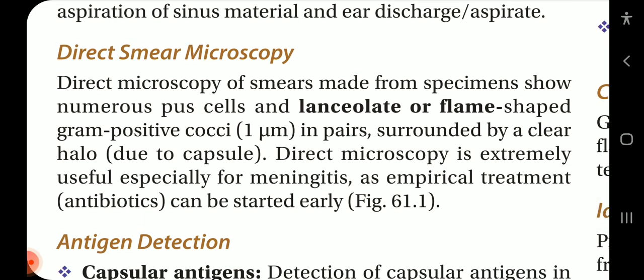Direct smear microscopy of smears made from specimens shows numerous pus cells and lanceolate or flame-shaped gram-positive cocci, 1 micrometer, in pairs, surrounded by a clear halo due to capsule. Direct microscopy is extremely useful, especially for meningitis, and empirical antibiotic treatment can be started early.